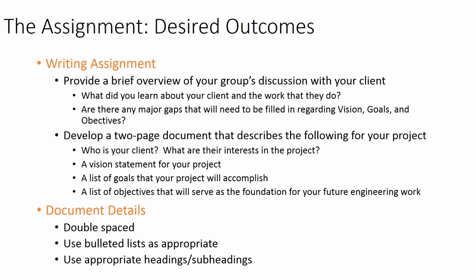What you turn in should be double spaced. I think it's very important, especially when you start getting down into bulleted lists, when you get down to goals and objectives, that you start incorporating bulleted lists. And at this point, I think each item in your bulleted list doesn't need to just be a single item. You need to state what the objective is and then provide some additional context or information around it. And then, of course, you want to use appropriate headings and subheadings along the way.